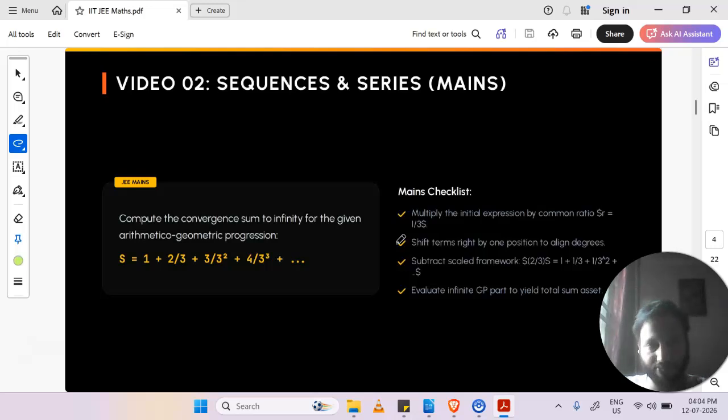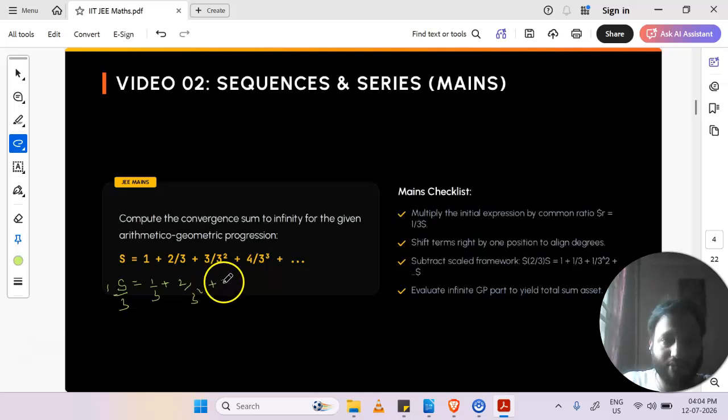Now how do we proceed? Can you think of how to proceed with this? If I rewrite this series again in a shifted way, and divide it by 3, it becomes 1 by 3 plus 2 by 3 square plus 3 by 3 cube plus 4 by 3 raised to the power 4, and it goes on and on up to infinity.